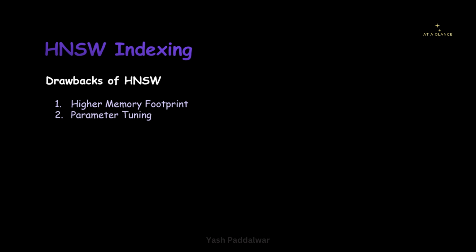The second drawback is parameter tuning. This algorithm contains certain parameters which have to be chosen wisely. If not, then it would create chaos. So finding the best parameters is a little difficult. It differs based on the use case. The third drawback is implementation complexity. As with higher memory, since it has a layered architecture, its implementation is a little more complex than other indexing approaches. So I hope the drawbacks of the HNSW algorithm are also clear to you all.